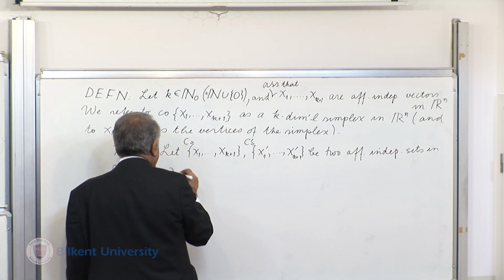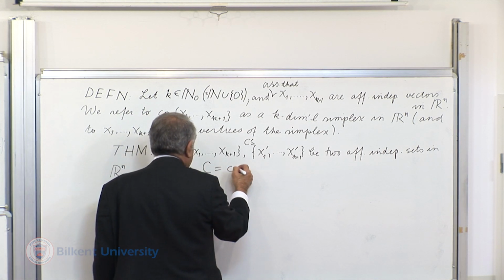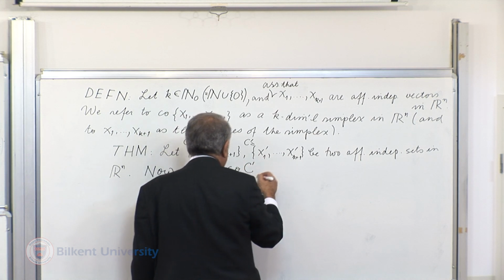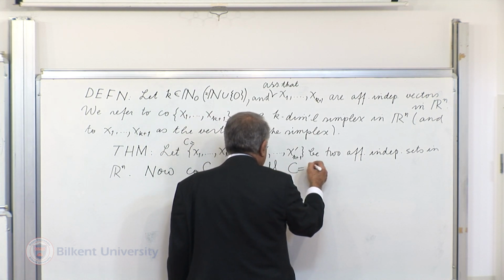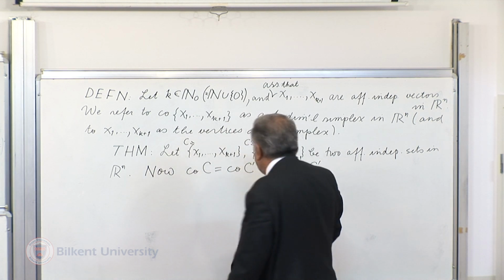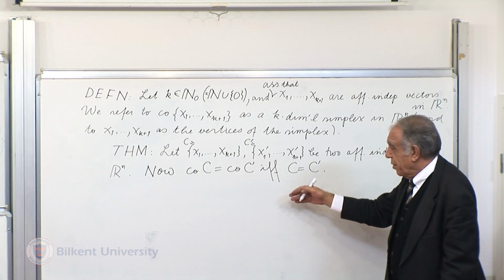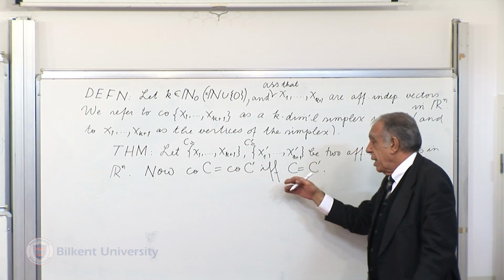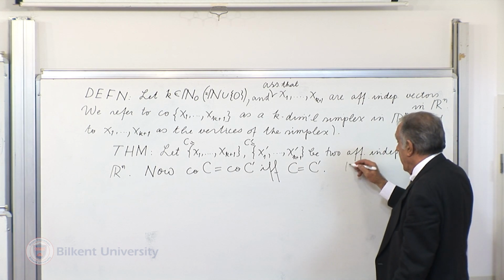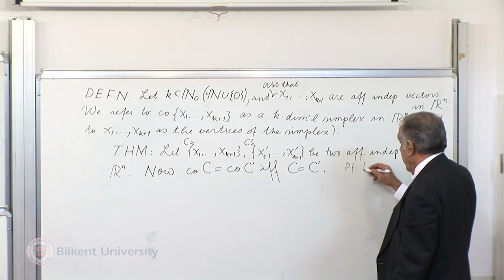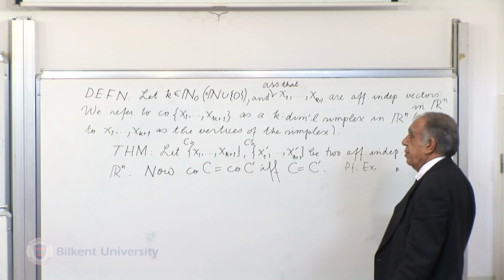Now, the convex hull of C is equal to the convex hull of C prime if and only if C is equal to C prime. The if part is, of course, trivial. You don't need to write that, but this equality implies that C is equal to C prime. I will leave the proof of this as an exercise to you.